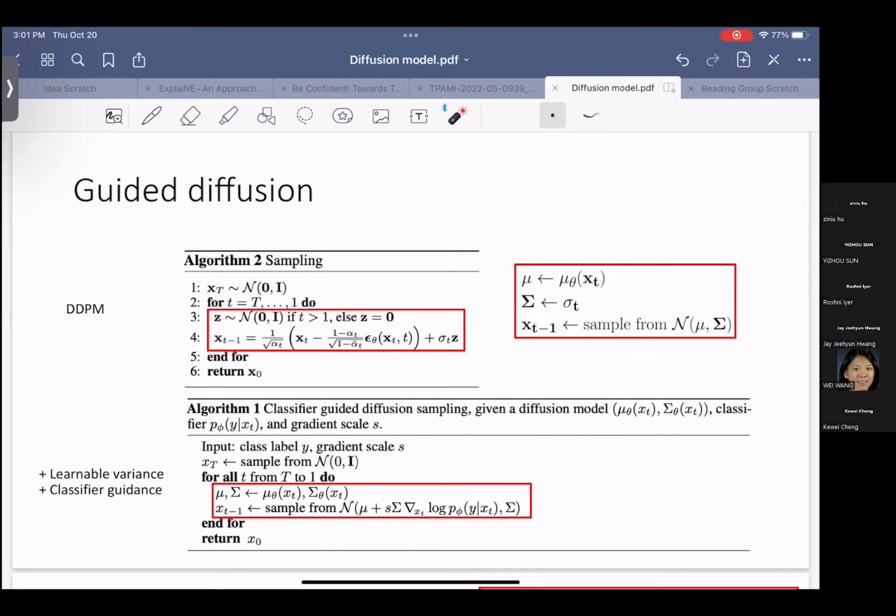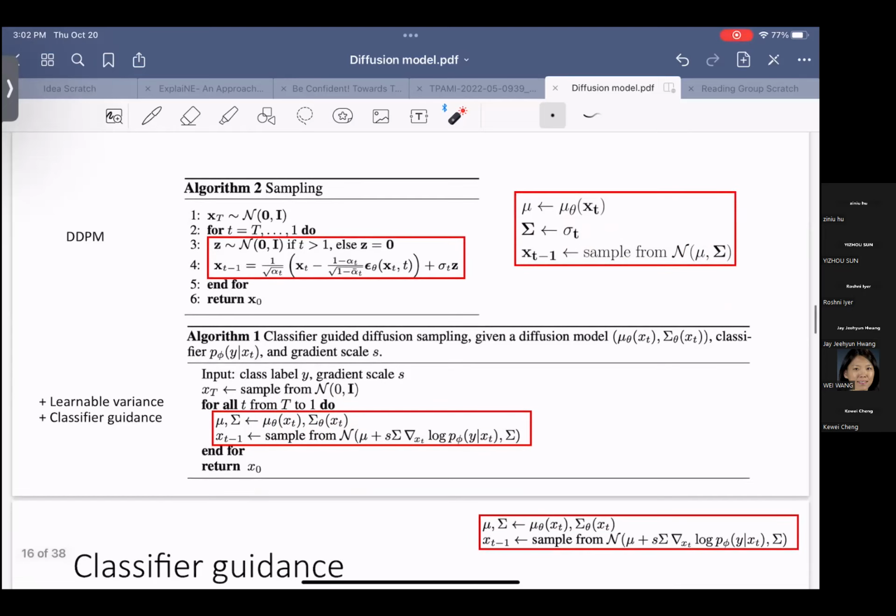For the DDPM model, they actually fixed the variance. This small sigma t is something you are given. You never tune it. It's just a parameter. So when you sample from the model, it has a fixed variance and some mu you just generated from your network. What this guided diffusion paper does is change what's in this red box. First of all, it makes the variance learnable as well. So other than the neural network for approximating the mean, you have another neural network to approximate the variance. So you have two things you can learn.